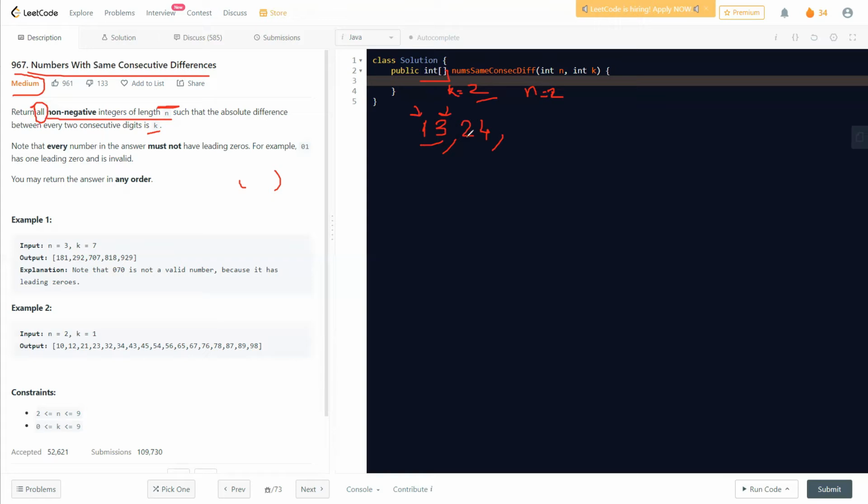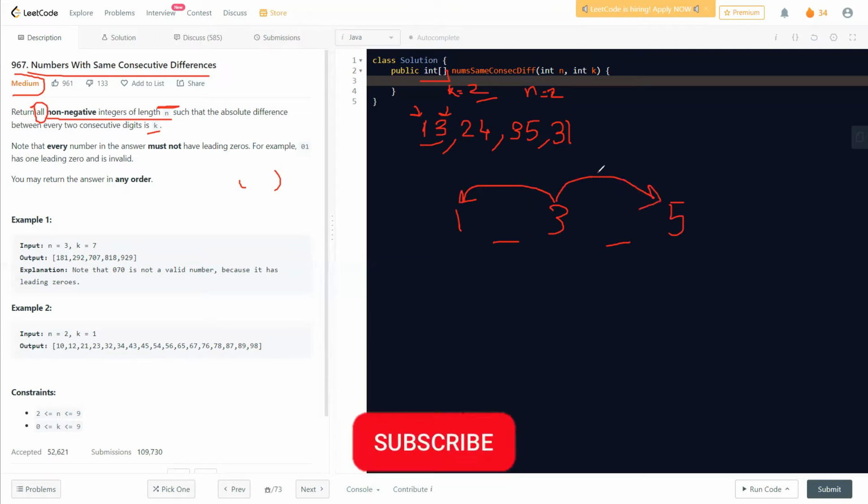Now, for 2 it can be only 4, but for 3, when we are looking forward, we find that 5 is possible. Also for 3, 1 is possible. That's a different number. Why is it so? Because on the number line, 1 is there, 3 is there, and 5 is there. So for 3, with a consecutive difference of 2, we can go forward and we can go backward.